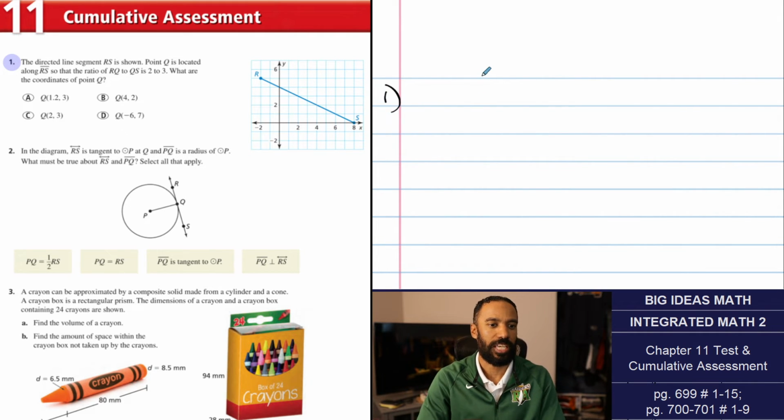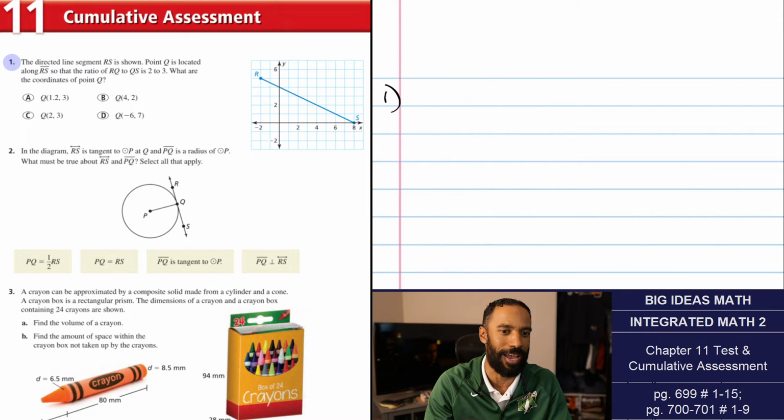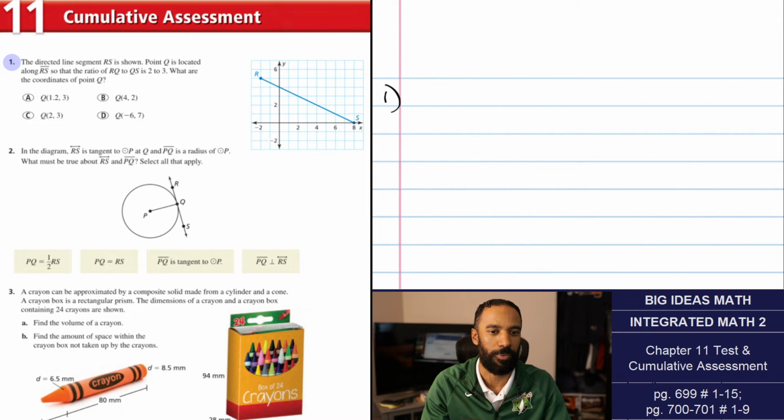Number 1. The directed line segment RS is shown. Point Q is located along RS, so the ratio of RQ to RS is 2:3. What are the coordinates of point Q? Not that I forgot, but I almost forgot that these were problems to do.